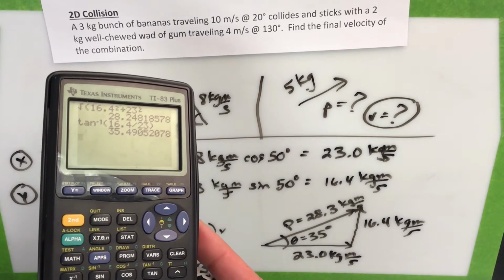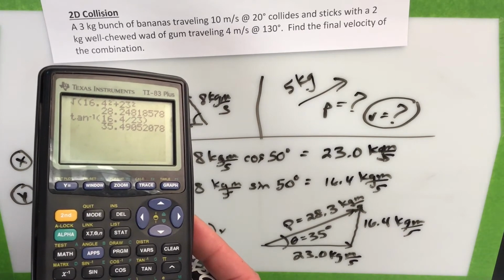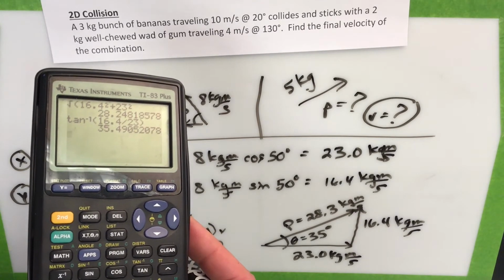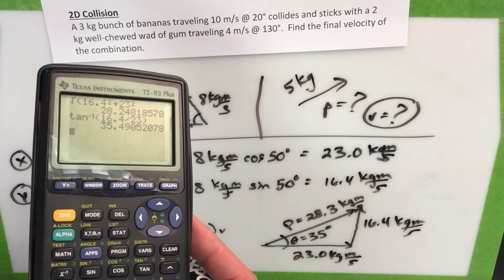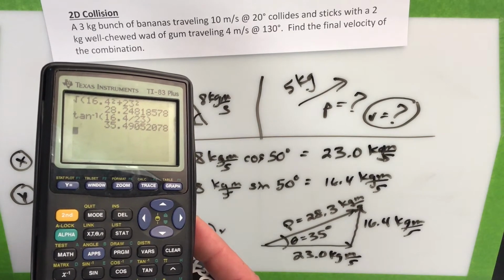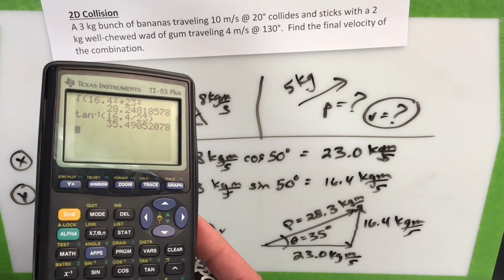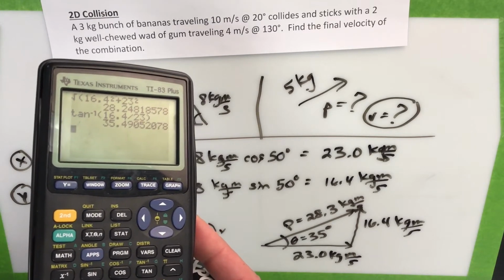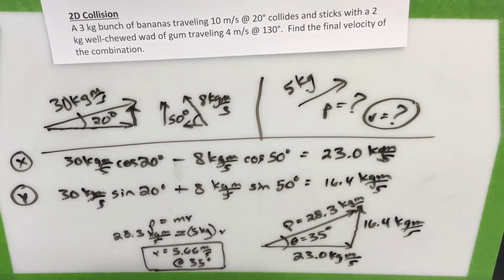So there's the triangle. Using the distance formula, or the Pythagorean theorem, the square root of the quantity 16.4 squared, leg squared, plus other leg squared equals 28.2, or rounded off to 28.3. Okay, so 28.3 kilogram meters per second is the momentum. And the angle is the inverse tangent of the opposite over the adjacent. The 16.4 over the 23 gives you 35.5 degrees. Round everything off. And then remember that the momentum is equal to mass times velocity. Final step, we're looking for the velocity. Divide by 5 kilograms, which is the mass. You get 5.66 meters per second at 35 degrees.